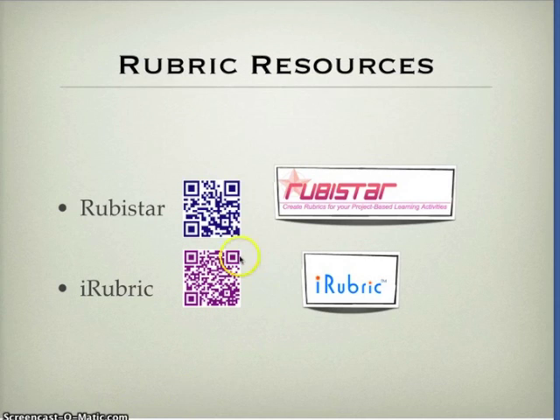So you might want to check those out. Here are the QR codes for them if you want to check them out. We're going to be learning about QR codes in a week or two. Some of you might already know what they are. Otherwise, just Google Rubistar and iRubric and you can find those websites.